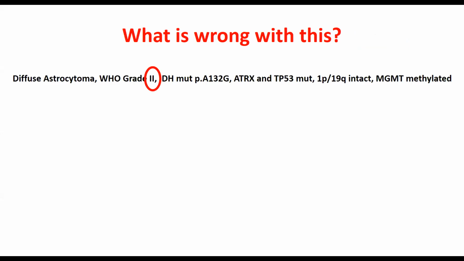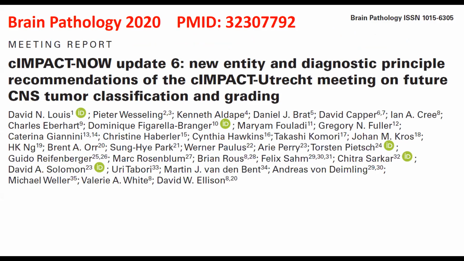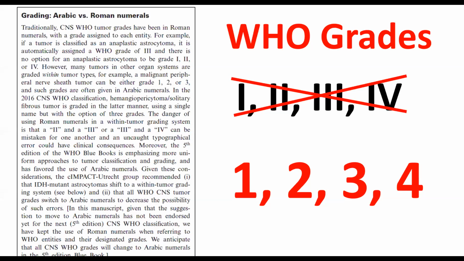Here's the first thing I saw: Roman numeral 2, diffuse astrocytoma, WHO grade 2. That is so WHO 2016, a 5-year-old classification. That is a lifetime. It's a geologic epoch ago in terms of brain tumor classification and biology. So here is the 2020 cIMPACT-NOW update 6, in which we officially changed from Roman numerals to Arabic numerals.